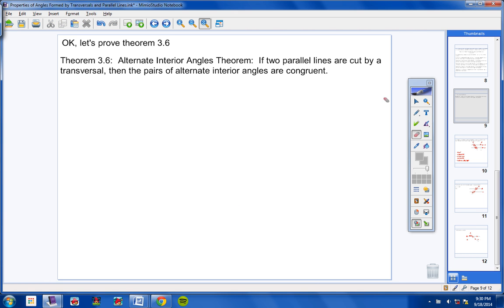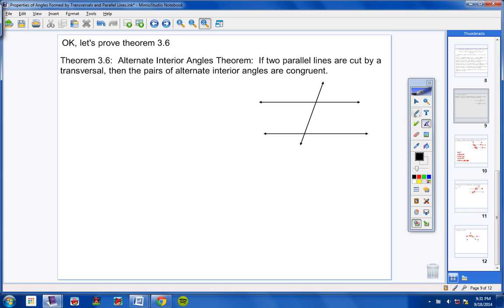Okay, students, here we go. Now remember, the first thing you do when you're proving a theorem is you first of all draw your diagram, okay? So we have two parallel lines that are cut by a transversal. So let's go ahead and draw our picture here. Let's go ahead and draw our parallel lines, students. Remember, when you're proving a theorem, the first thing you do is you draw your diagram, okay? So there's our parallel lines, and there's our transversal, okay?